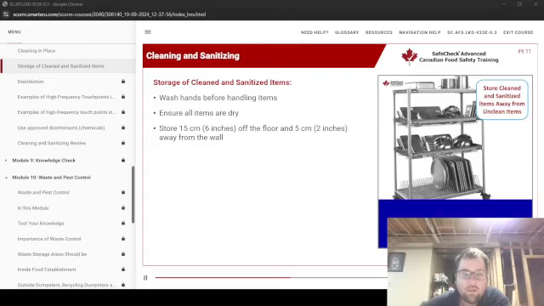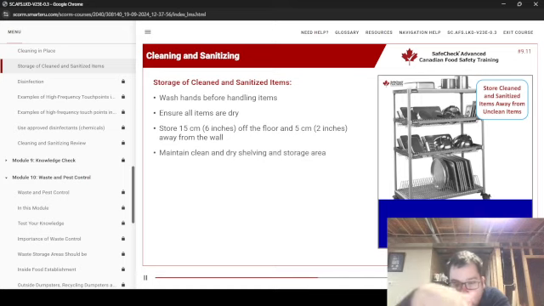6 inches off the floor and 5 centimeters or 2 inches away from the wall. The storage area should be maintained in good repair, clean, dry, and away from areas that may cause clean and sanitized items to become unsafe. Utensils should be covered, and glasses, cups, and mugs.